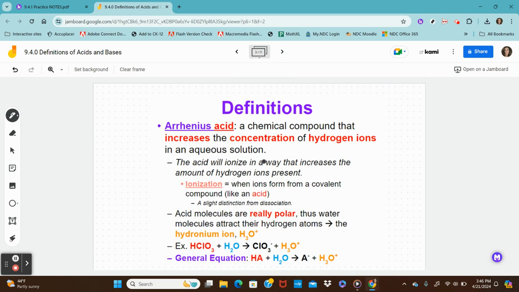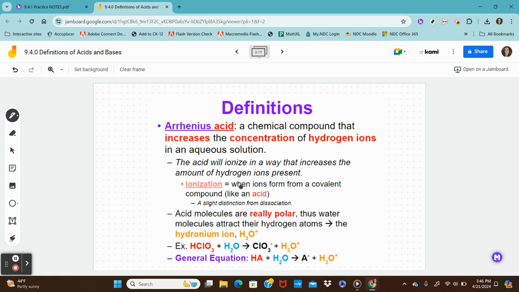All right, our first definition is Arrhenius acid and base. Arrhenius acid is named after a Swedish chemist. His definition is probably the simplest. It means that it's going to increase the concentration of hydrogen ions in an aqueous solution. So Arrhenius acids increase the concentration of hydrogen ions. The acid will ionize in a way that increases the amount of hydrogen ions present.